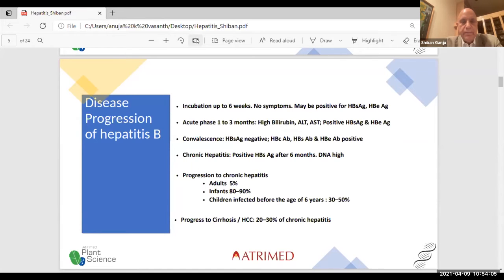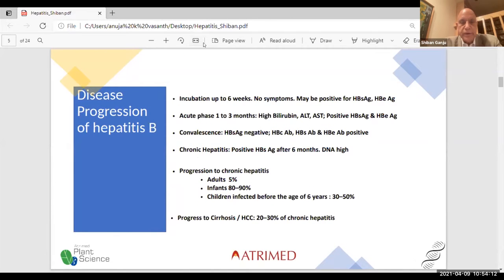This is the story of the adults, but if you acquire hepatitis B at birth, then 80 to 90% of the people continue to have hepatitis for the rest of their lives. And children who acquire hepatitis in childhood, not at birth, about 50% go to chronic hepatitis. And of course, chronic hepatitis leads to cirrhosis of the liver and hepatocellular carcinoma, or the hepatoma. Next slide, please.